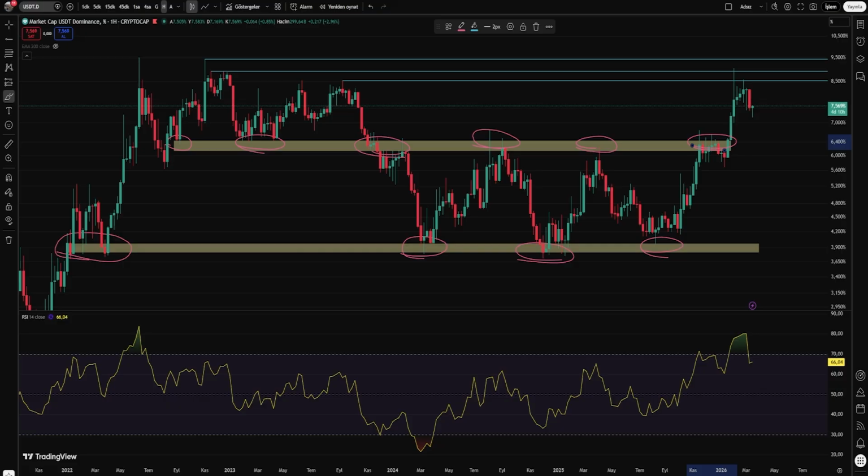And then there's the upper boundary of the entire range, the cyan/light blue resistance zone sitting between 8.50% and 9.50%. This is the macro ceiling. Every time USDT Dominance has approached this zone, it has marked a major crypto buying opportunity. Because when this much capital is sitting in stablecoins, the rotation back into crypto when it comes is explosive.